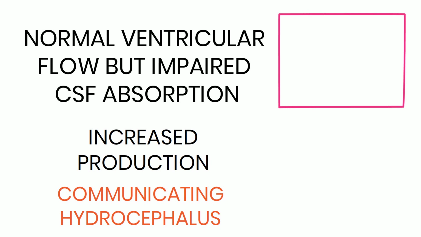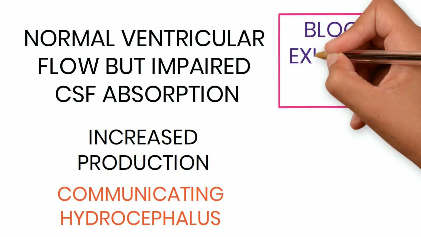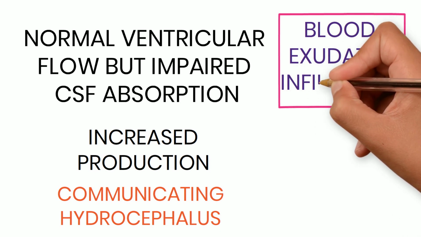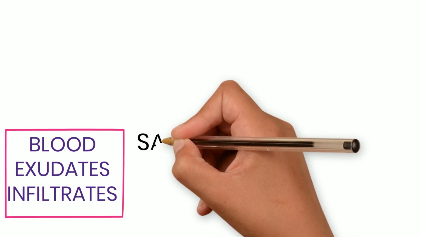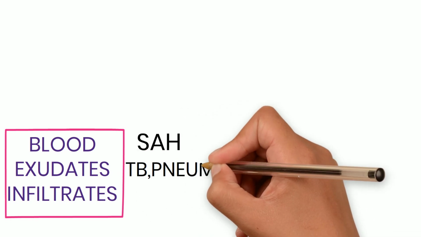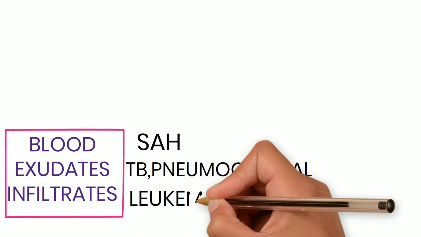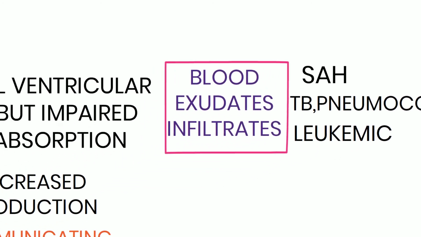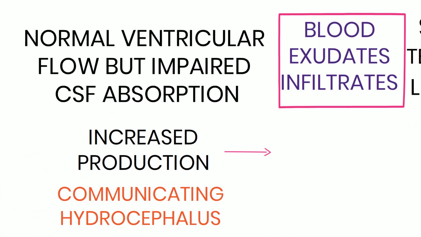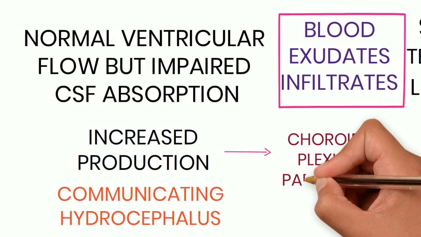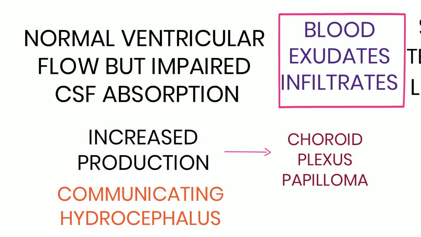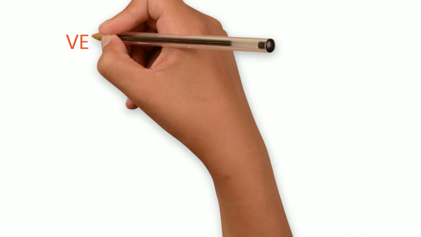Coming to communicating hydrocephalus, this extraventricular obstruction or impaired CSF absorption could be due to the presence of blood, exudates or infiltrates. In case of subarachnoid hemorrhage, the blood obstructs the basal cisterns as well as arachnoid villi. In case of TB or pneumococcal meningitis, the exudates obstruct the basal cisterns. And leukemic infiltrates can sear the entire subarachnoid space. Most of the CSF is produced by the choroid plexus. Choroid plexus papilloma results in increased CSF production and communicating hydrocephalus. This can cause obstructive hydrocephalus also.